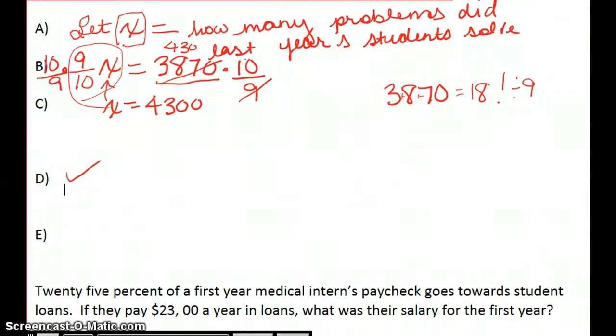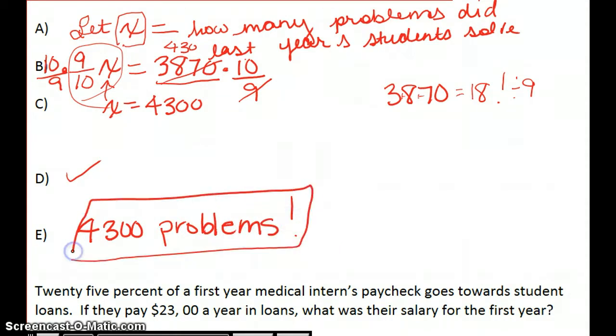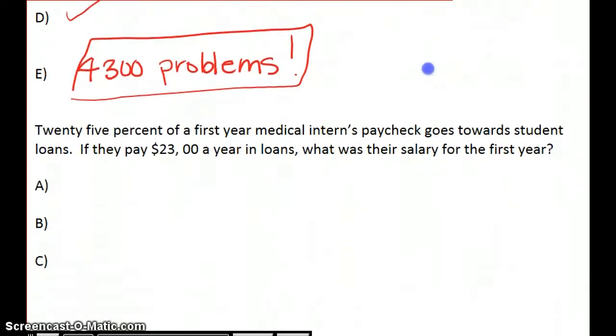Now we just need to label it. 4,300 problems. Woohoo! Word problems will become much easier. Let's look at the next one.